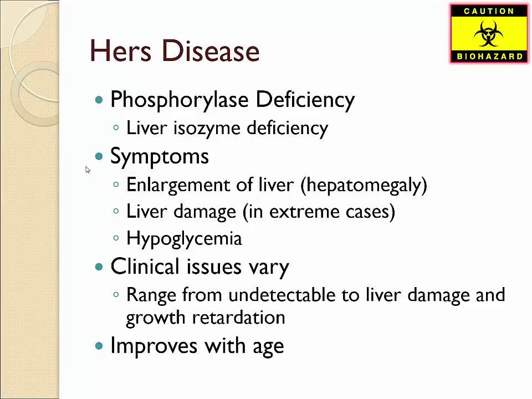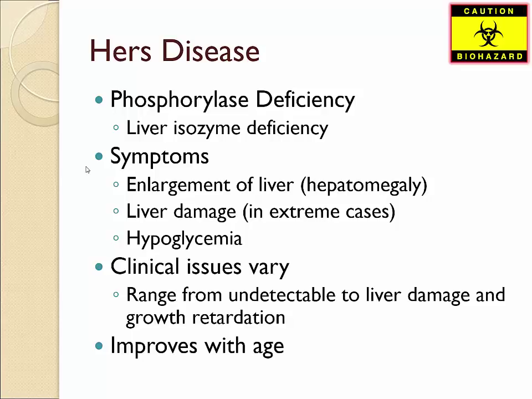Now, let's talk about a disease that comes with glycogenolysis, and that's phosphorylase deficiency. So what happens to individuals who don't have phosphorylase? This is primarily in the liver, where we have an isozyme deficiency, and it's titled HERS disease. Symptoms: enlargement of the liver, also known as hepatomegaly.